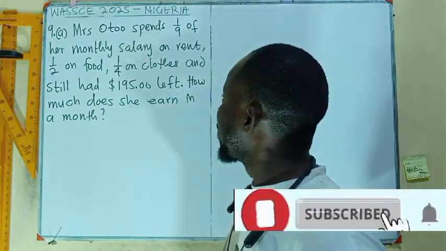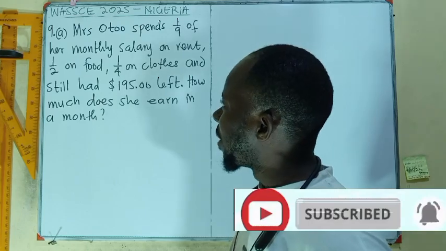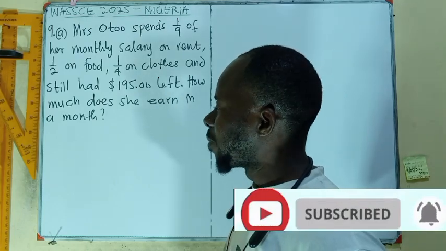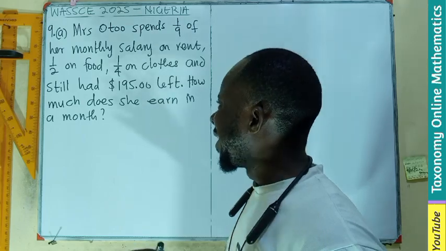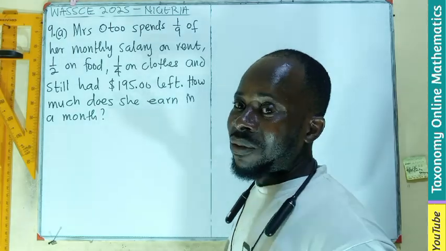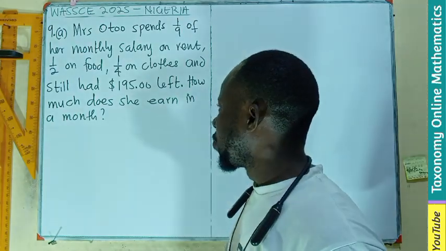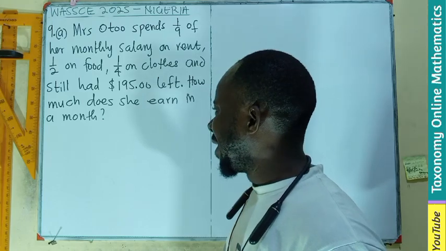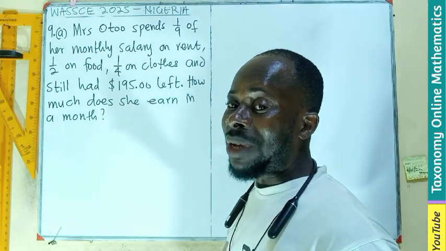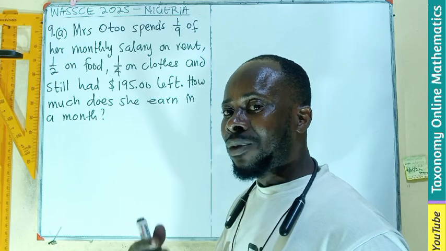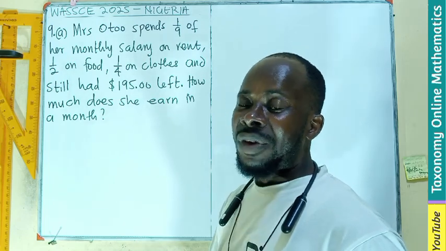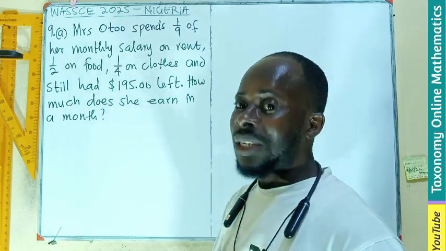Mrs. O2 spent 1/9 of her monthly salary on rent, 1/2 on food, and 1/4 on clothes, and still had $195 left. So, how much does she earn in a month? There are two ways we can get this: solving it as a word problem in terms of an equation, or solving it as a fraction left or fraction spent.